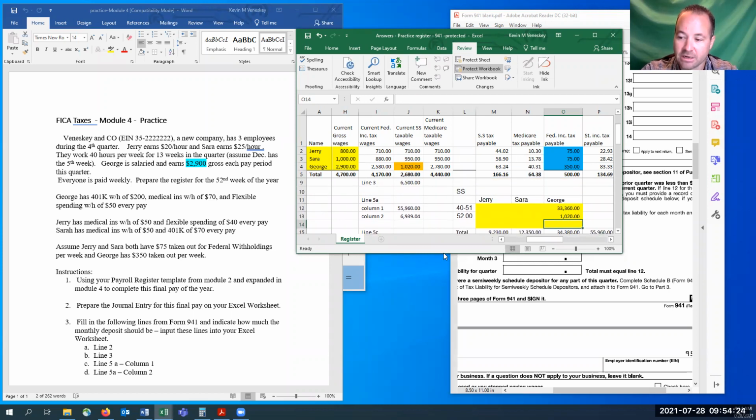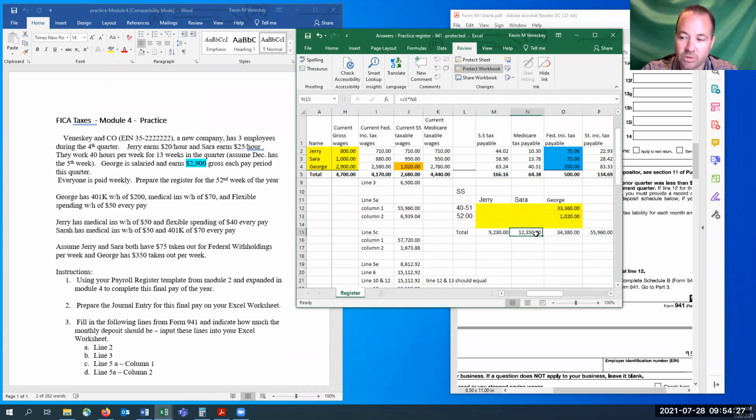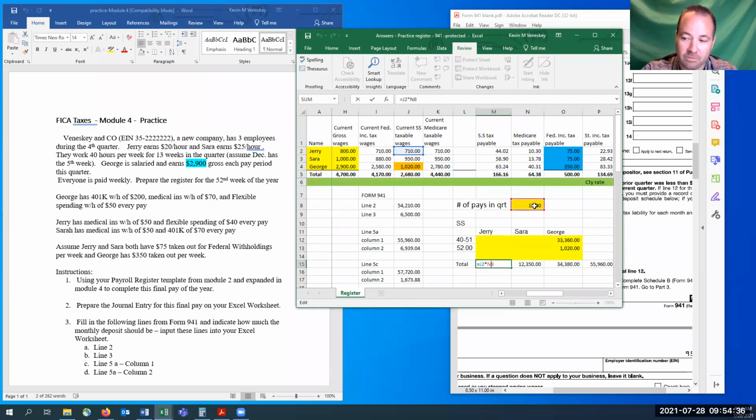For the other two, for Jerry and Sarah, they didn't hit the cap. So I didn't have to do anything. I could just go down here to the totals. For Jerry, I took his 710 and then multiplied it by the number of weeks. And then for Sarah, I did the same thing. The 950 multiplied it by the number of weeks. So that gave me my final Social Security taxable wages. And then if you have everything set up right, you should have this number automatically populate when you multiply that by the 12.4%.